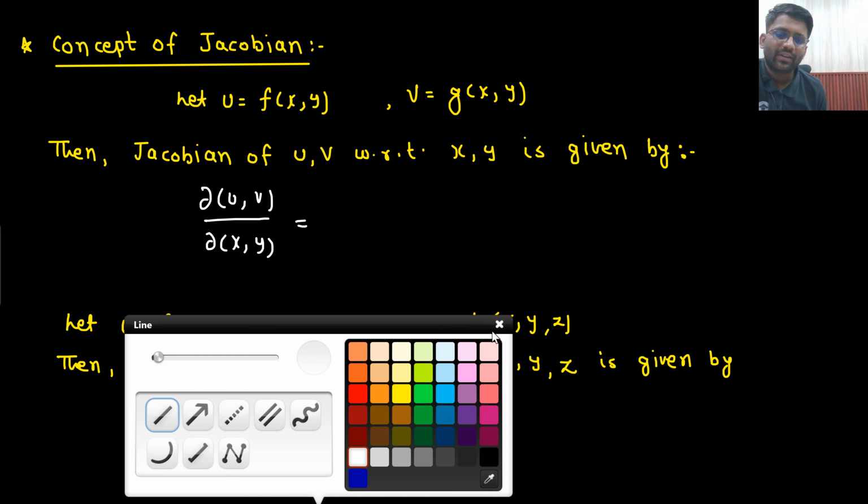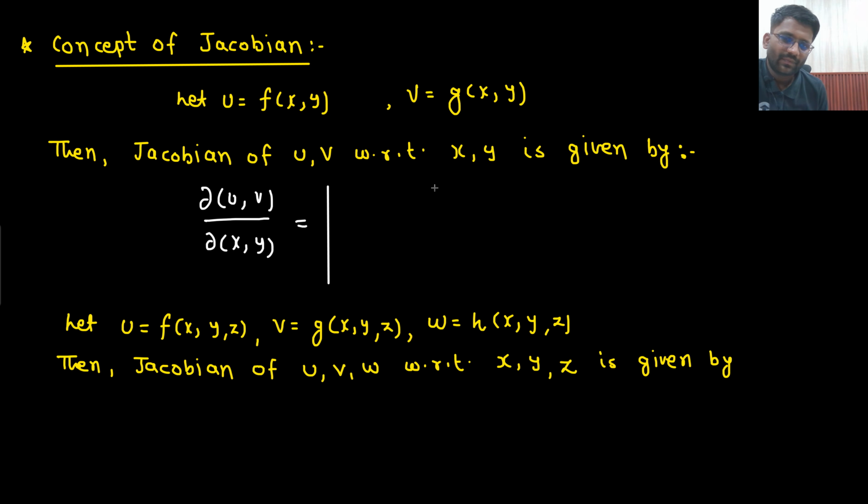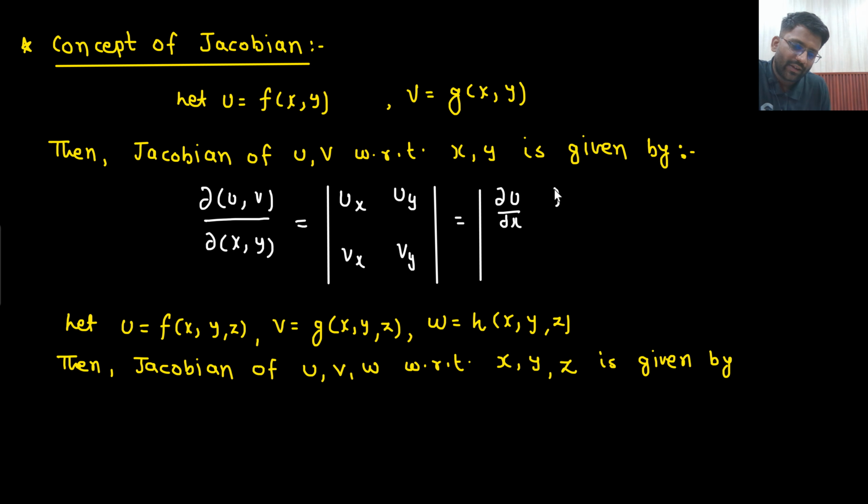What will be the value of that determinant? First of all, you will take ux, uy, vx, vy. Now someone would say, sir, do I need to write it row wise? No, you can write it column wise as well. Both will give you the same result. ux is nothing but del u by del x, del u by del y, del v by del x, del v by del y.